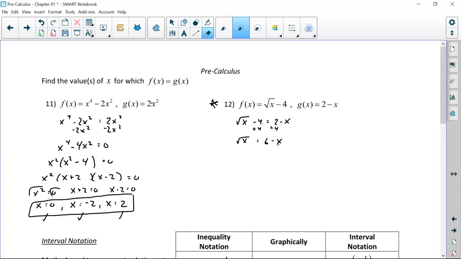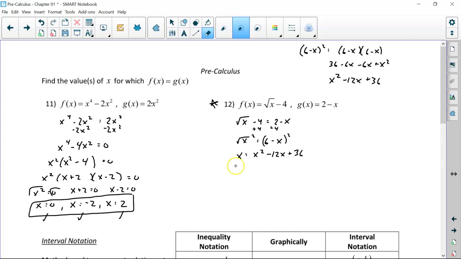Now, we want to get rid of the square root. So to do that, we're going to square both sides. Not everything, but both sides. And notice how I put my grouping symbols around my 6 minus x. So we get x equals. Now, when you square 6 minus x, it's 6 minus x times 6 minus x. So when you multiply, you get 36 minus 6x minus 6x plus x squared, which when you rewrite is x squared minus 12x plus 36. So be very careful when you square those binomials.